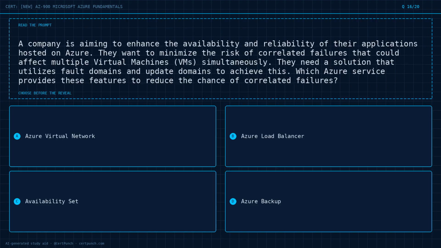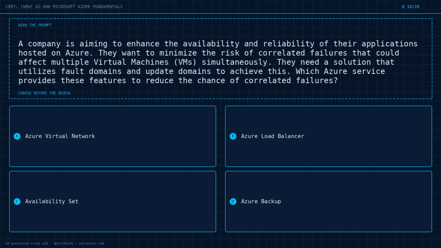Question 16 of 20. A company is aiming to enhance the availability and reliability of their applications hosted on Azure. They want to minimize the risk of correlated failures that could affect multiple virtual machines, VMs, simultaneously. They need a solution that utilizes fault domains and update domains to achieve this. Which Azure service provides these features to reduce the chance of correlated failures? Option A, Azure Virtual Network. Option B, Azure Load Balancer. Option C, Availability Set. Option D, Azure Backup.